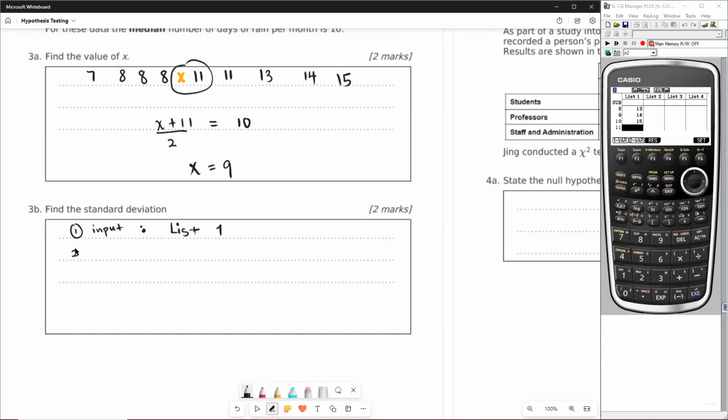So you go to stats on your calculator. It depends on which graphing calculator you're using. I'm demonstrating using the Casio, but it works the same way. If you go to statistics and you look for the calculations and you look for one variable statistics, then you will be able to find the standard deviation. It will be written with this symbol, and that's 2.69.